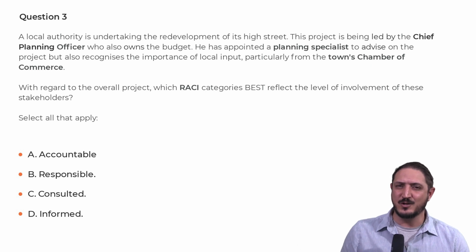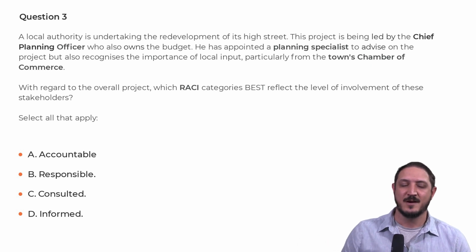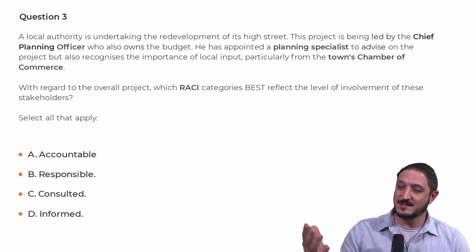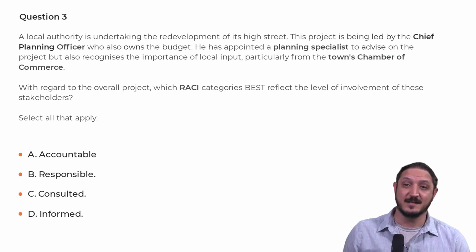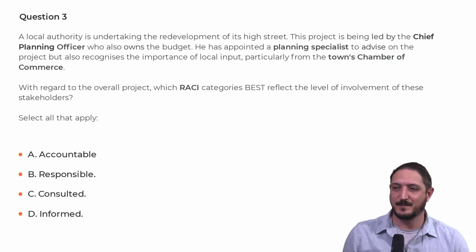So, what do we know about RACI? We know that RACI is a technique to map the responsibilities of stakeholders. Sometimes we may map stakeholders that may be responsible for specific documents, for specific products, or even specific tasks. So if we look at this scenario here, because we know that RACI needs to map the stakeholders, we need to identify who the stakeholders are in this question. We may also need to identify what they're actually being mapped to in terms of accountable, responsible, consulted, and informed.